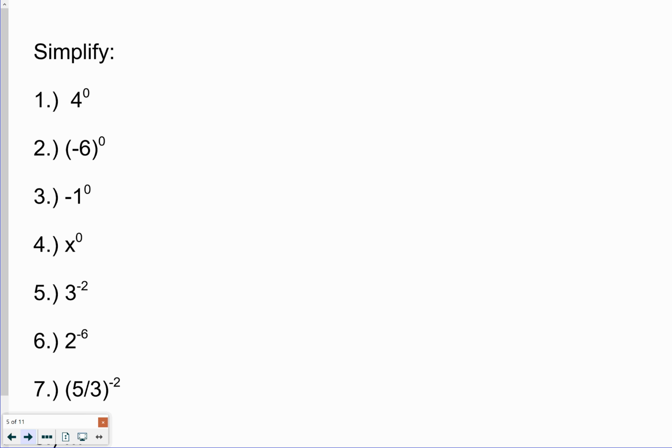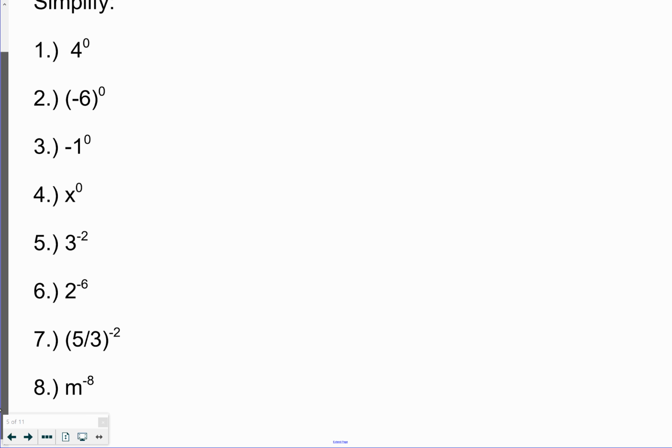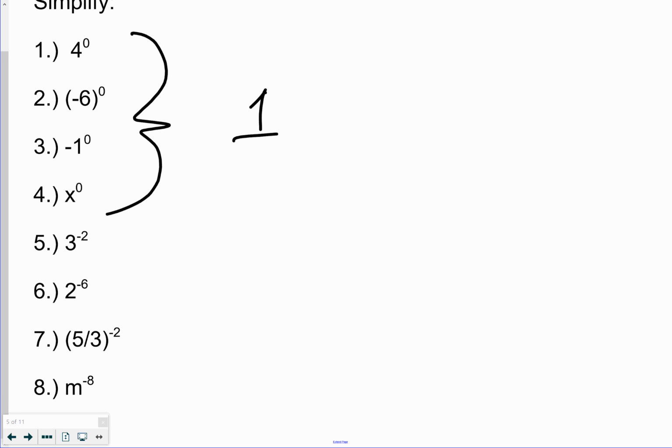Let's do some examples. What's the answer to 1, 2, 3, and 4? Look at that. Is it always positive 1? Yes. Anything to the 0 power is 1 every time, right?